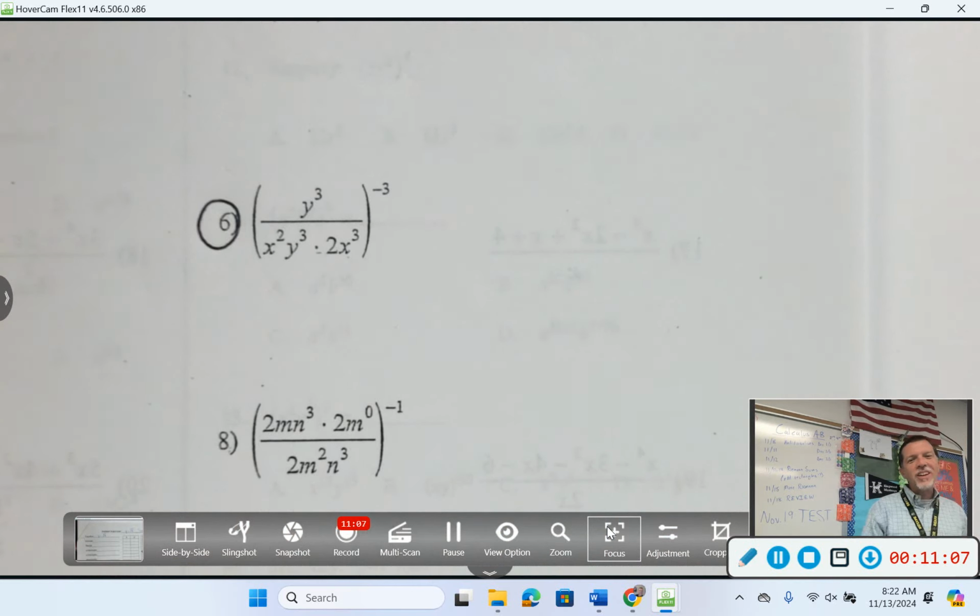Let's look at number 6. There's a few things you can do. What can we do first on number 6? There's an obvious one, the y's are gone.